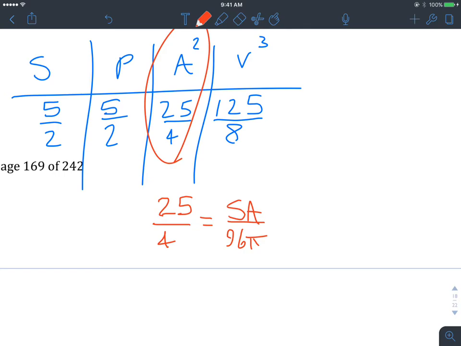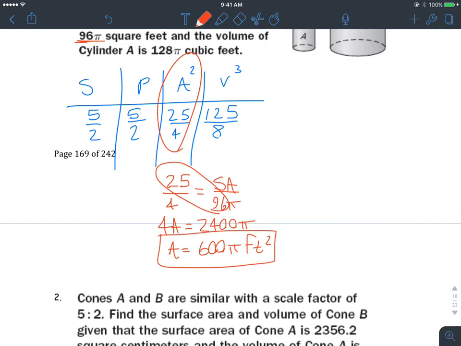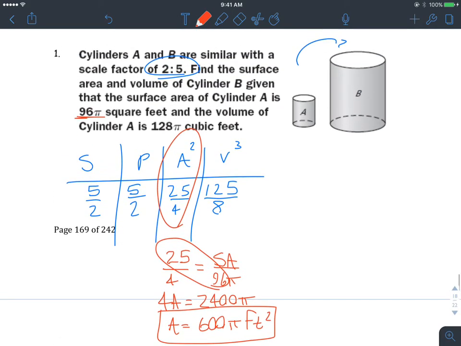Okay, so when you cross multiply, you're going to have 4 times the surface area. I'm just going to use A actually in this case. And then what you need to do is multiply the 25 and the 96, and then we'll just attach the pi to it. So that'd be 2400 pi. I wouldn't type out the pi button in your calculator because typically we leave things in terms of pi. So we got that, and then you divide, and you're going to get A equals 600 pi feet squared. And that would be the surface area of the larger cylinder if the scale factor is 2 to 5.